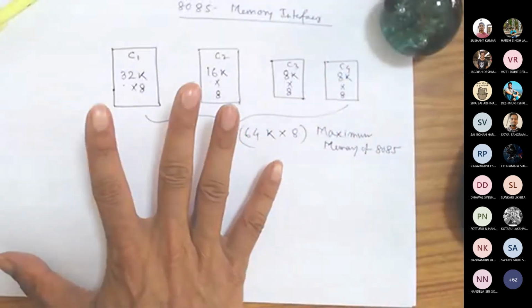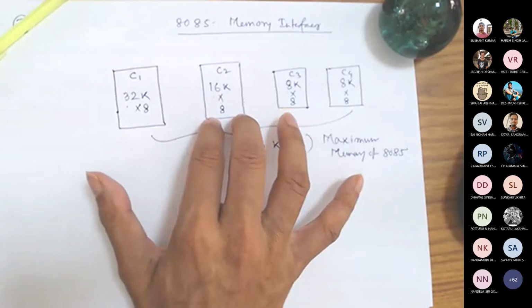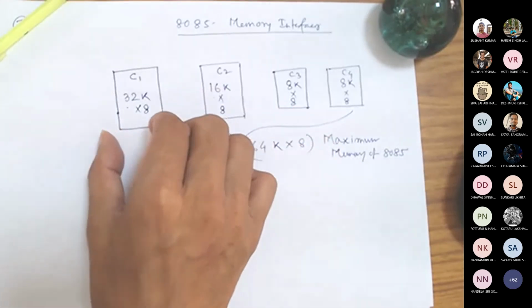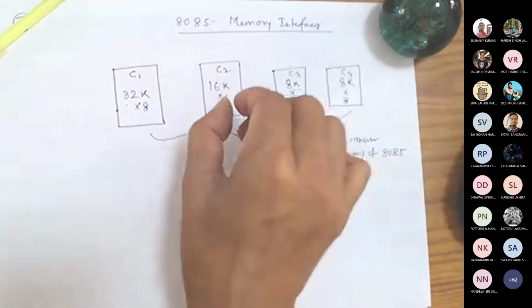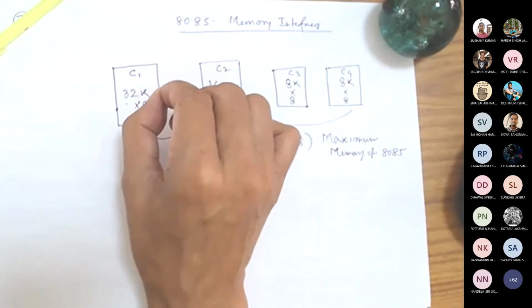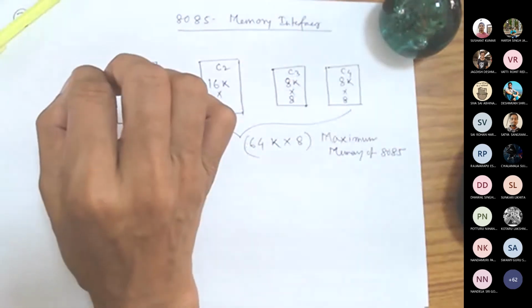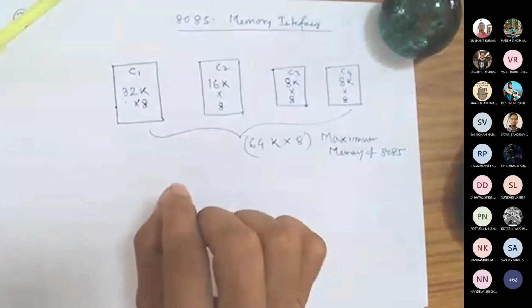Now, given a scenario when you have, say, availability of chips in these dimensions, let's assume that these are the dimensions. One is 32K, one is 16K, one is 8K, one is 8K. And I want to design a decoder and I want to interface all these 4 chips with the processor. What kind of additional circuitry is needed? That is what we are going to look at.